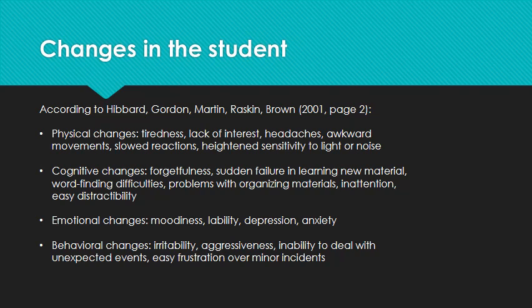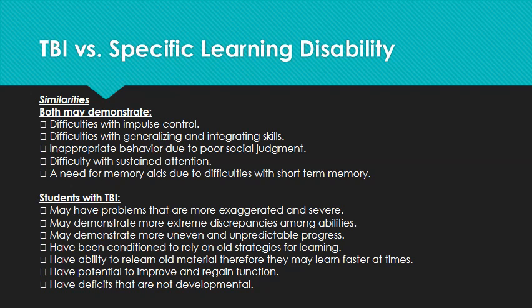Behavior changes may include irritability, aggressiveness, inability to deal with unexpected events, and easy frustration over minor incidents. So like I said before, traumatic brain injuries can display characteristics similar to other disabilities. So students with specific learning disabilities and students with traumatic brain injury both may demonstrate difficulties with impulse control, difficulties with generalizing and integrating skills, inappropriate behavior due to poor social judgment, difficulty with sustained attention, and a need for memory aids due to the difficulties with short-term memory.